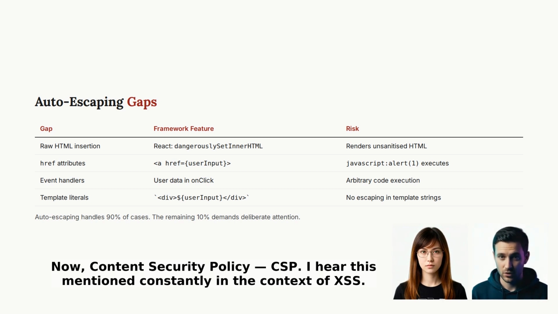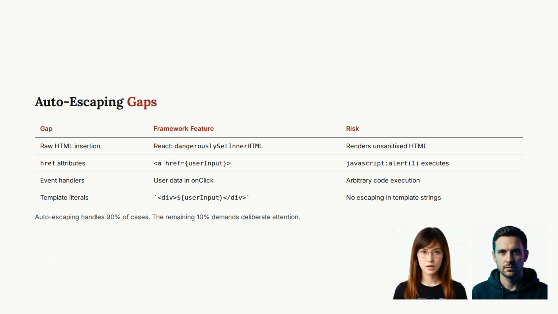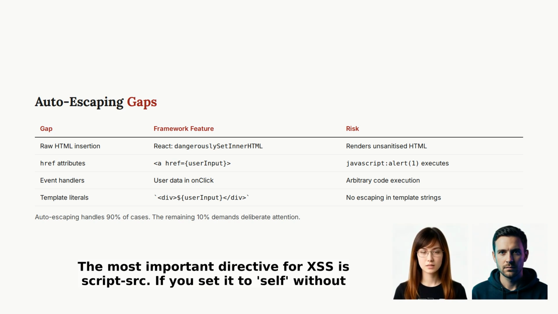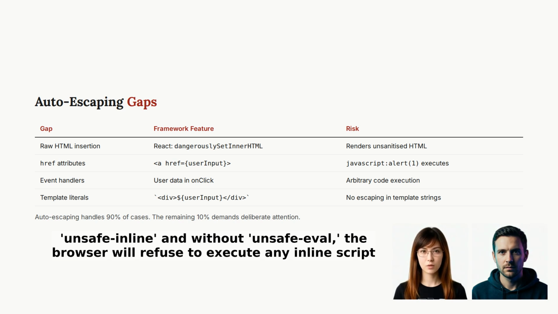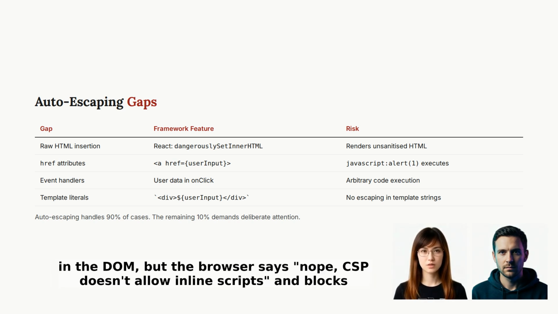Now, content security policy, CSP. I hear this mentioned constantly in the context of XSS. CSP is a browser-enforced policy that restricts what resources a page can load and execute. The most important directive for XSS is script-src. If you set it to 'self' without 'unsafe-inline' and without 'unsafe-eval', the browser will refuse to execute any inline script, even if an attacker successfully injects one into your HTML. The injected script tag is there in the DOM, but the browser says, nope, CSP doesn't allow inline scripts, and blocks execution.